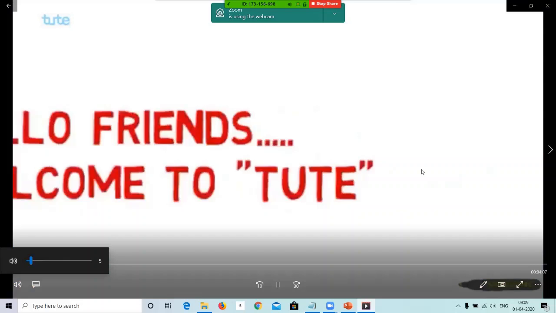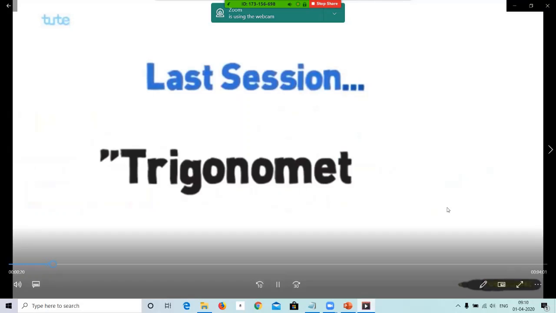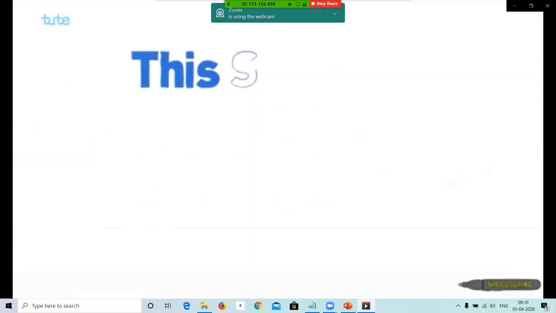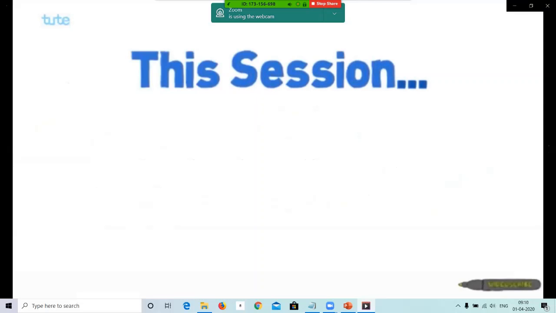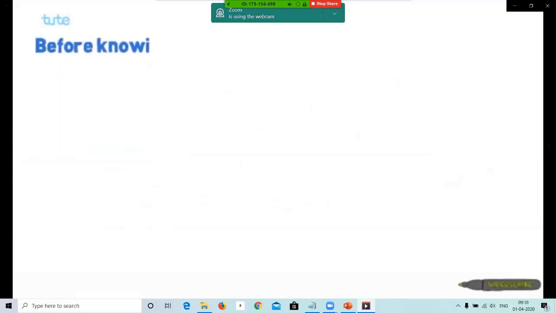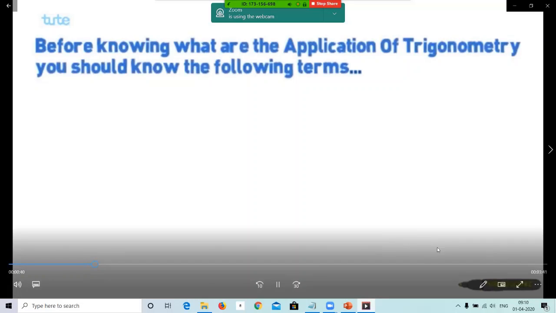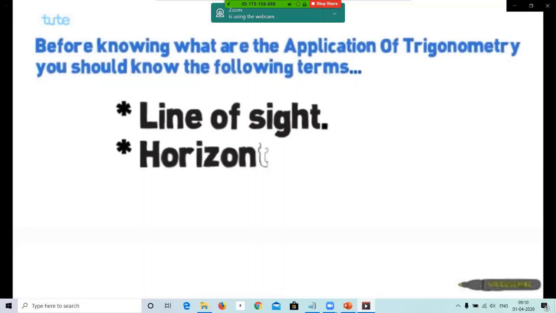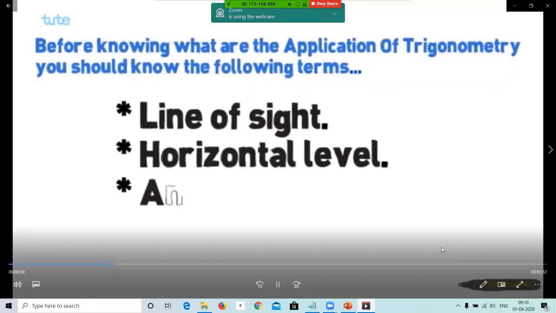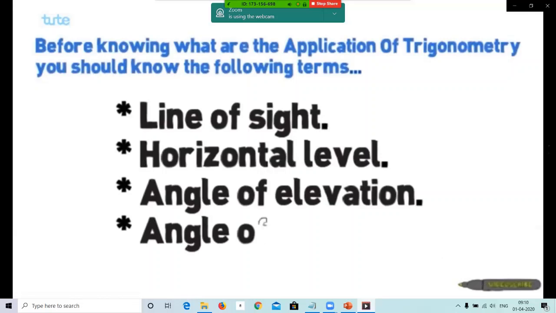Welcome to TUTE. In the last session, we studied trigonometry. In this session, we will study application of trigonometry. Before knowing what are the applications of trigonometry, you should know the following terms. First, line of sight. Second, horizontal level, which is very essential. Third, angle of elevation. And fourth, angle of depression.